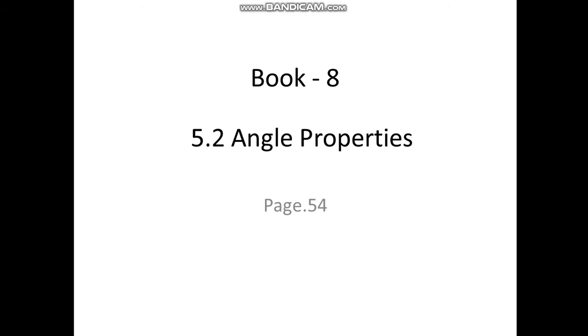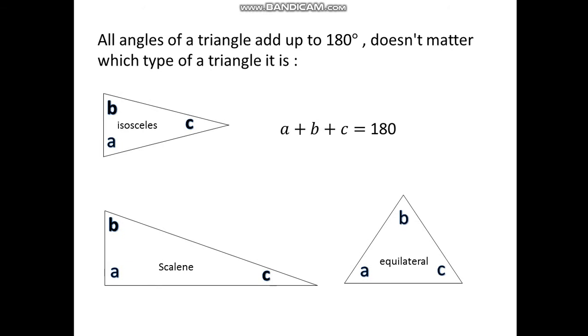Today we have 5.2 angle properties. As you know before, we did explain this before. The angles of any triangle add up to 180 degrees. Any type of triangle, it doesn't matter whether it is isosceles, scalene, or equilateral, they all add up to 180 degrees. This is a rule. This is the first rule we learned before.